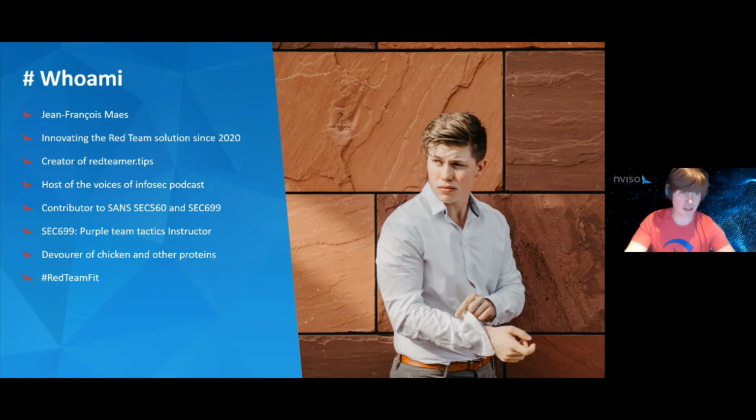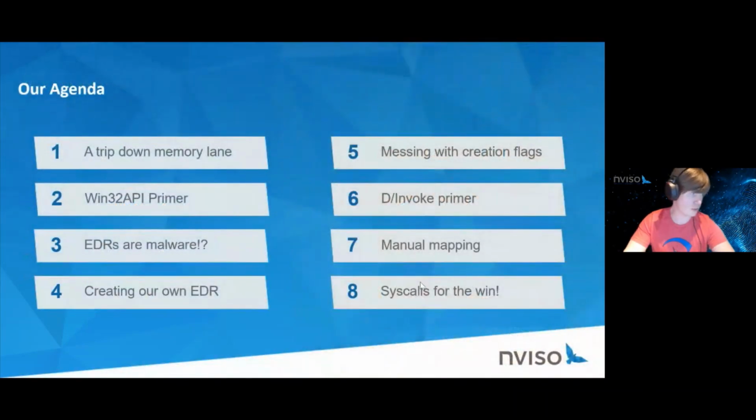So without further ado, let's talk about our agenda for today. First of all, I will take you on a short trip down memory lane about how pen testing, and more specifically red teaming, evolved throughout the years, even before I started doing red teams, until the more advanced red teaming that we see today. Then I will talk about the Win32 API, because in order to understand the more technical parts of this talk, which is, well, let's be honest, almost the entirety of this talk, you'll have to understand the Win32 API a bit first.